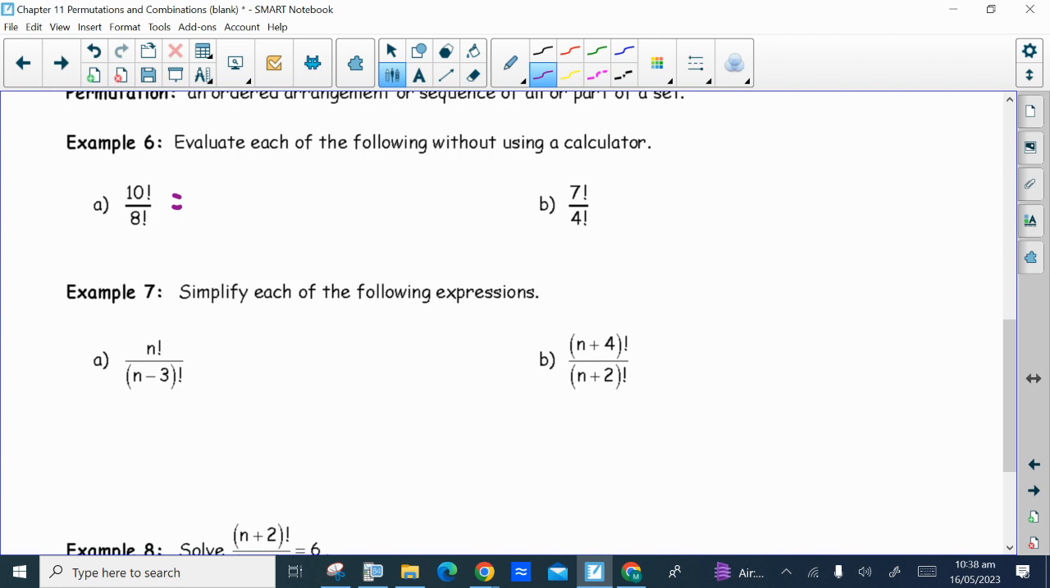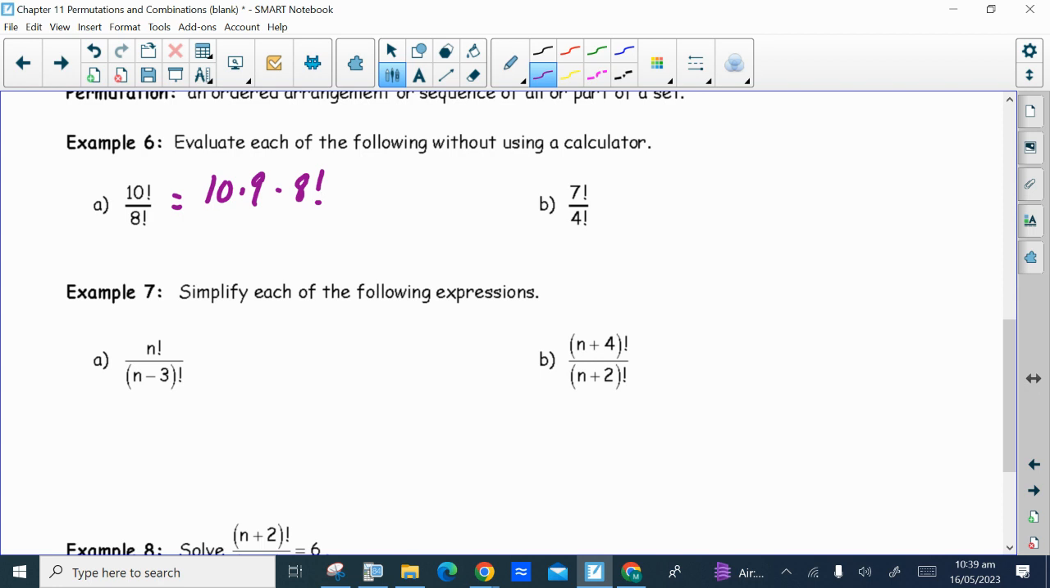But we're still going to expand the largest expression. So back to question 6a. I'm going to expand 10 factorial. So it's 10. The next number would be 9. And we can keep going all the way down to 3 times 2 times 1. But I'm going to stop at 8 as my last factor when I expand this.